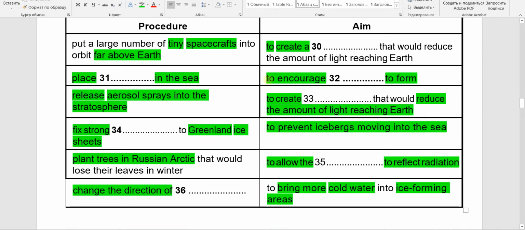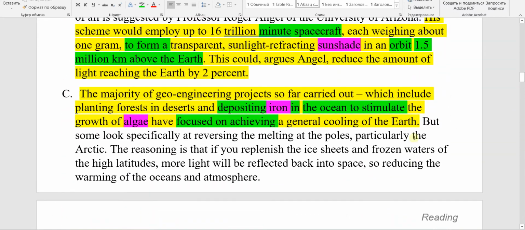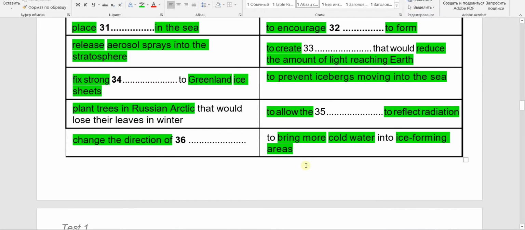So here we need to find to encourage, to form, and we will find the answer. To encourage, to stimulate, to form, focused on achieving. So algae, this is our correct word. Let's go to our following questions.